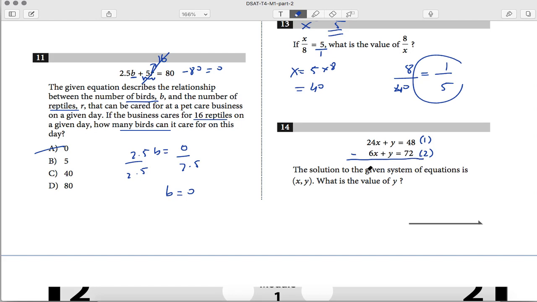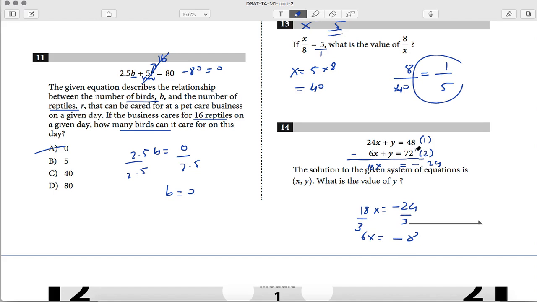24x minus 6x is 18x. Y minus y is eliminated. We get minus 24. No? So we get 18x equals minus 24. Simplify, I'm going to divide both sides by 3. So we get 6x equals minus 8.